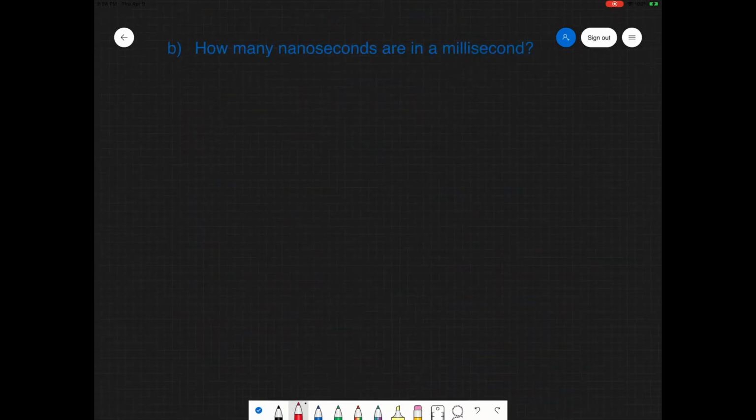For part B of the example, we're going to compute how many nanoseconds are in a millisecond. Notice that we have two prefixes from the International Metric System. We have the prefix nano and the prefix milli. Nano means that we have 10 raised to negative 9 of something, in this case seconds. So 1 nanosecond is equal to 10 raised to negative 9 of a second.